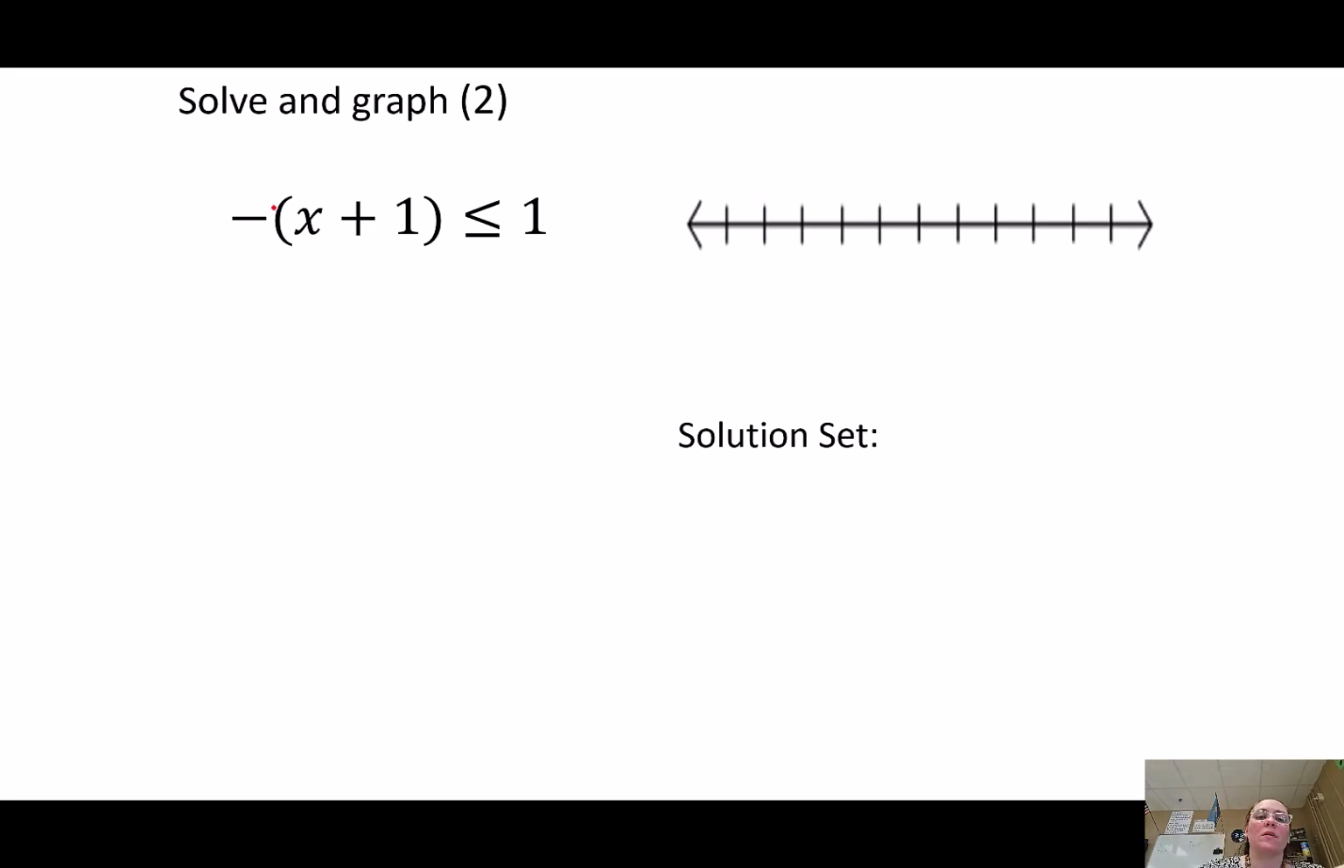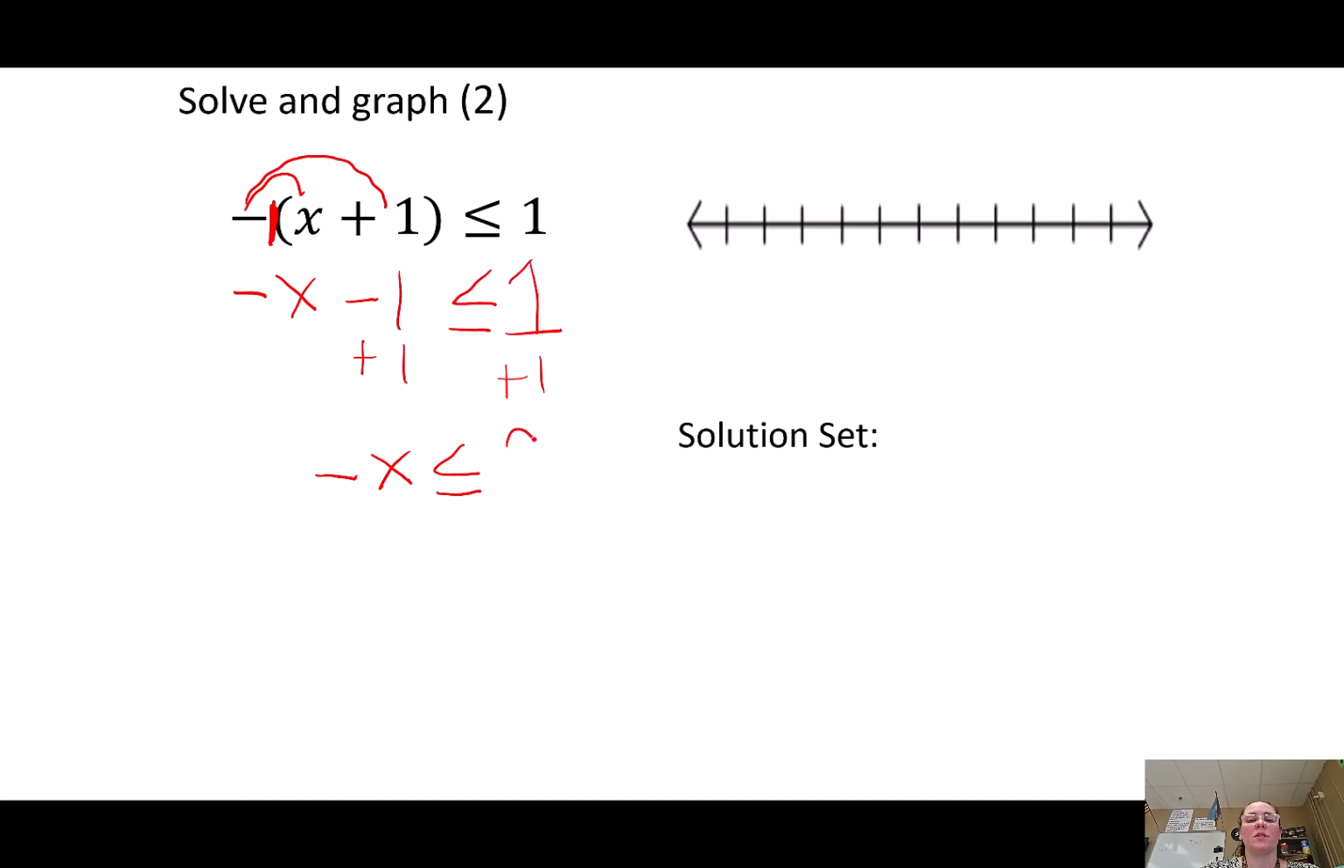Now remember, there's that invisible 1 there. So I'm going to distribute that negative 1, giving me negative x minus 1 is less than or equal to 1. I don't have anything else to simplify, so I'm going to add 1 on both sides. So we get negative x is less than or equal to, well, 1 plus 1 is 2.